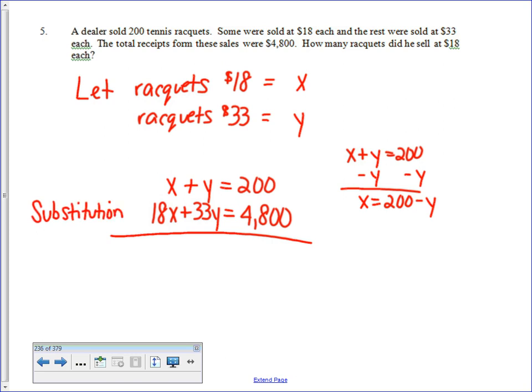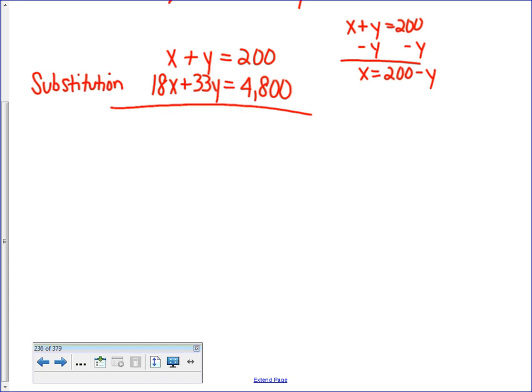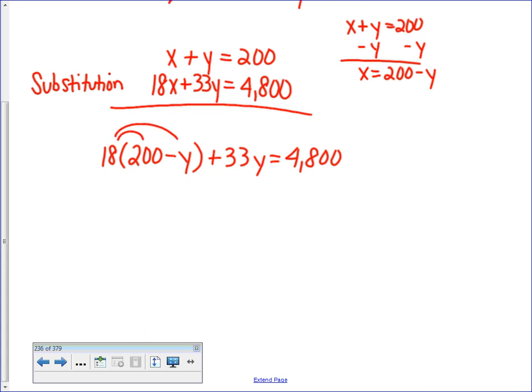Okay, so every time now I see an X, I am going to substitute in 200 minus Y. So I'm going to have 18 times 200 minus Y plus 33Y equals $4,800. I'm using that second equation, and every time I see the X, I am substituting in 200 minus Y. Now I'm going to distribute the 18, and I get 3,600 minus 18Y plus 33Y equals 4,800.